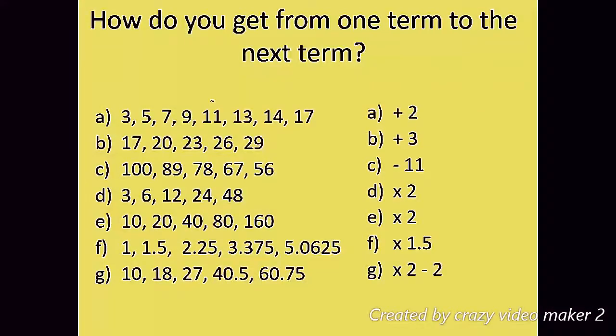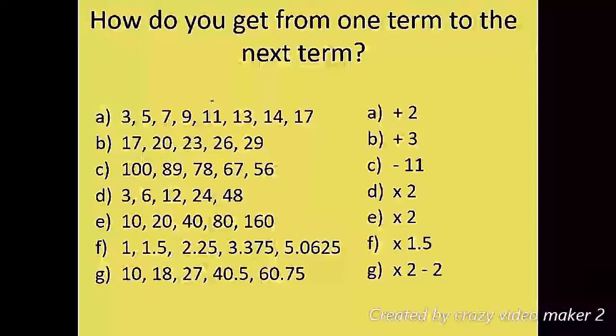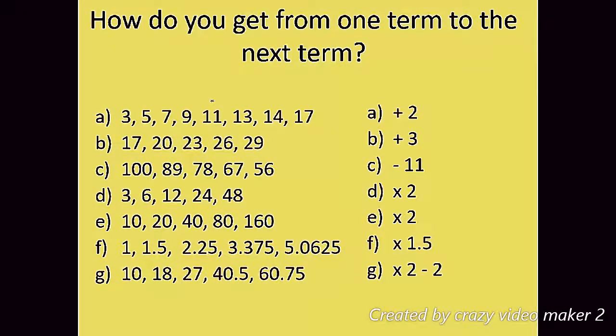Okay. A lot of them quite easy. It's your answers, +2, +3. The only thing is for F, you might not have said times 1.5. You might have said times 0.5, then add the original. And a similar thing you could do with G as well.